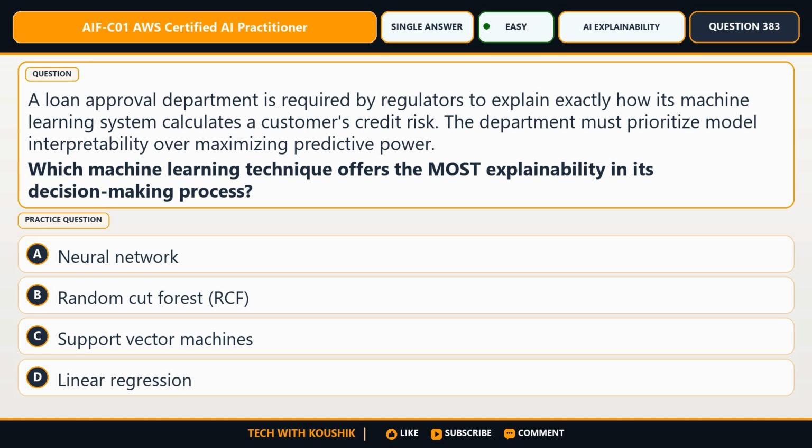Review the options and eliminate any clear mismatch. Choice A. Neural network. Choice B. Random cut forest, RCF. Choice C. Support vector machines. Choice D. Linear regression.